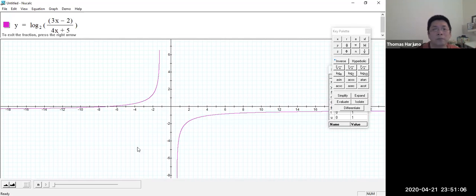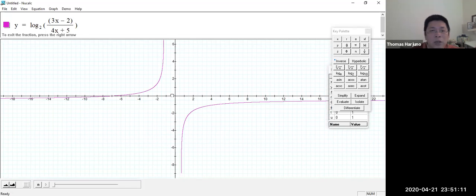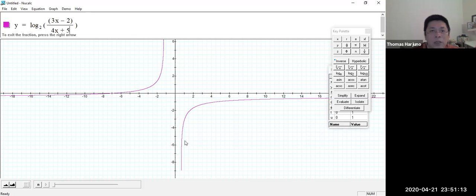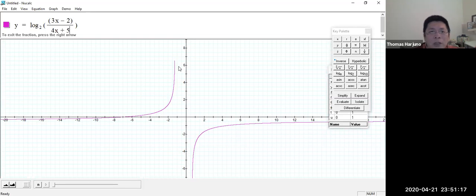You see, we have this vertical asymptote here. I think the vertical asymptote is at 2/3. It seems like we have a vertical asymptote here. Oh, that's when it is undefined. I'm sorry, I forgot to deal with that. Of course, it becomes undefined at that point.